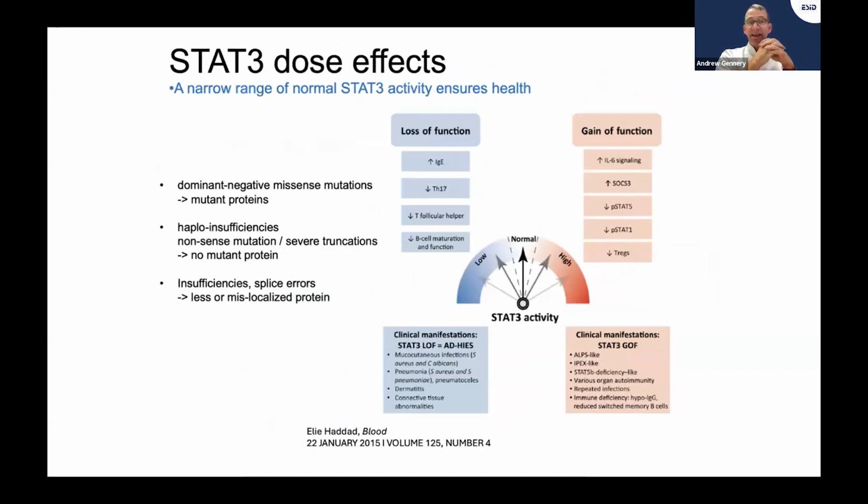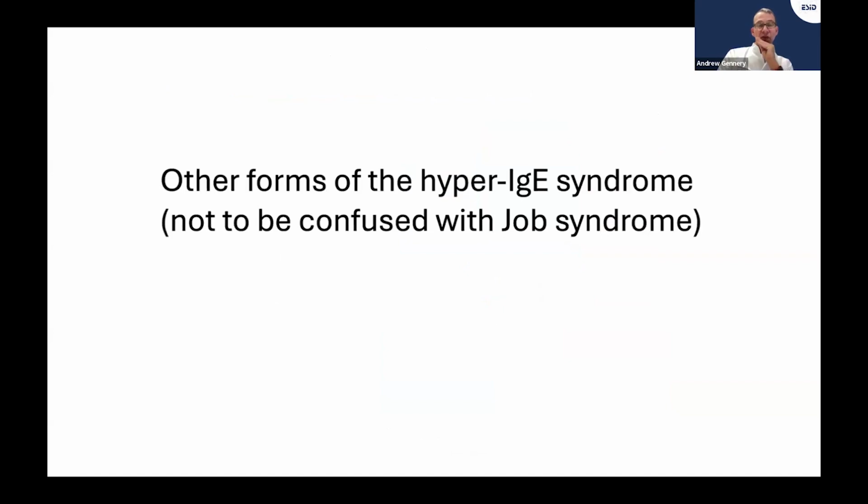Later on, it became clear that the JAK-STAT pathway has dose effects. So if you have too little STAT3 signaling, you're suffering from hyper IgE syndrome. If you have too much STAT3 signaling, you have STAT3 gain of function mutations and a CVID-like phenotype. I want to close with other forms of hyper IgE syndrome, not to be confused with Job syndrome.